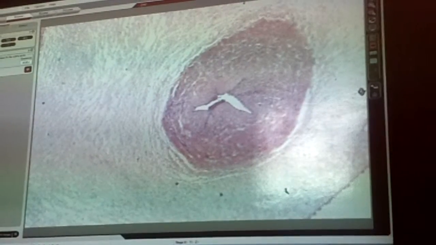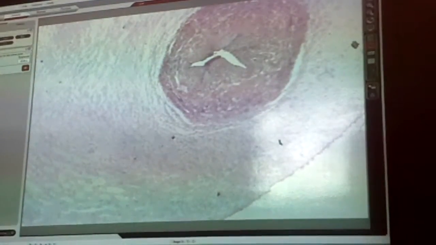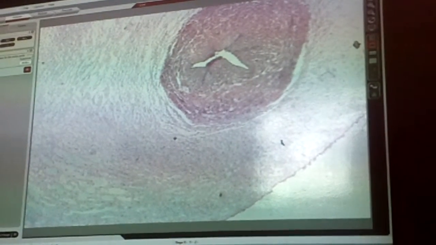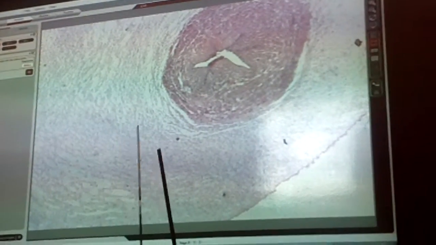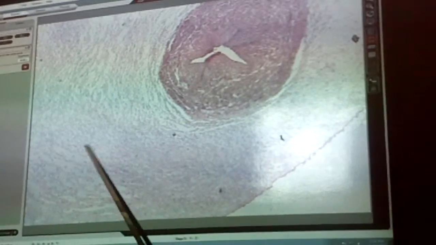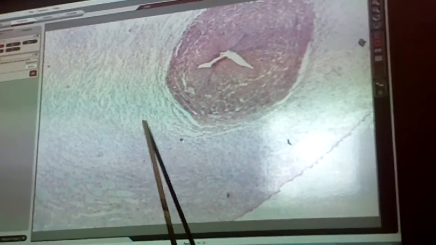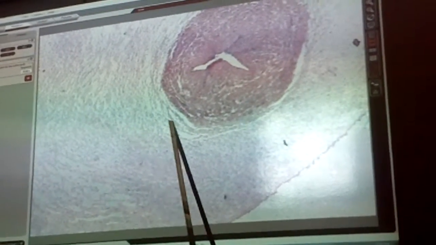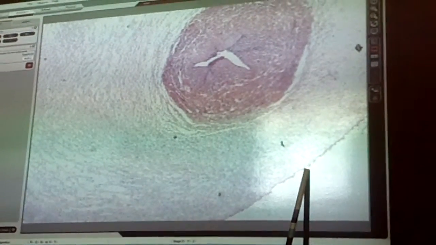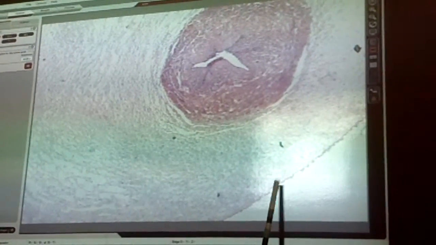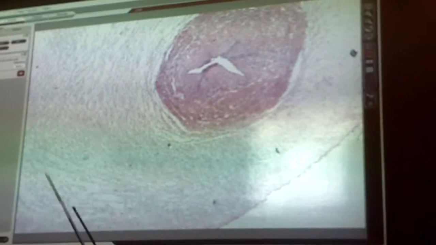Now everything else that's in there is called Wharton's jelly. It's this kind of fibrous material in here. Wharton's jelly. And then holding it all together on the outside is the amniotic epithelium. And the whole thing is the umbilical cord.